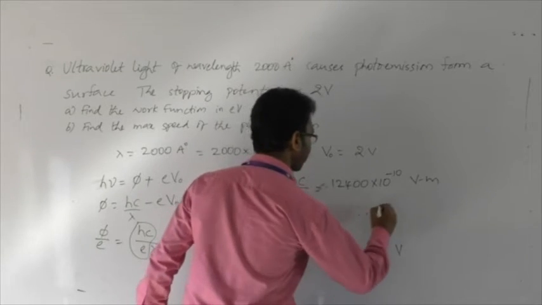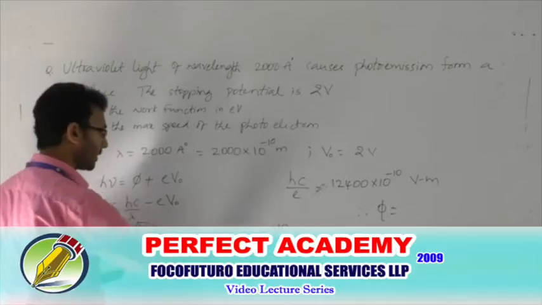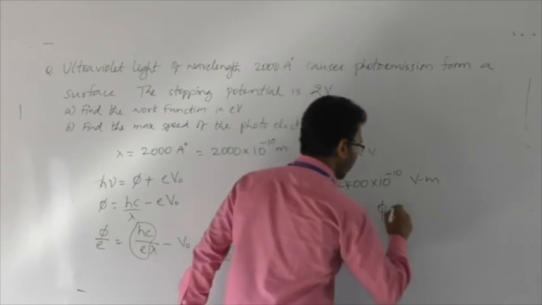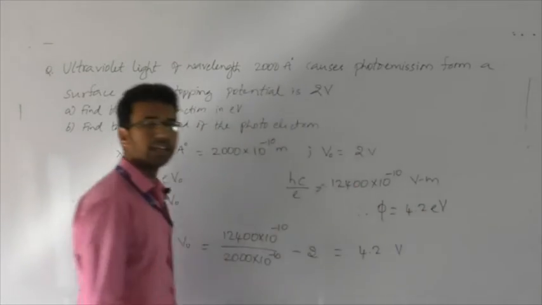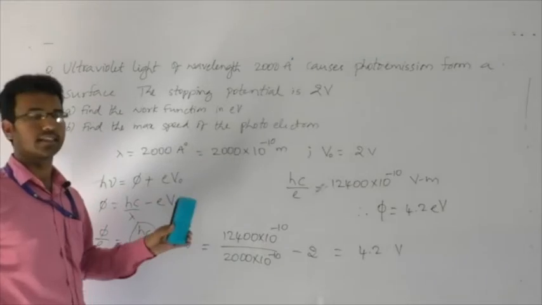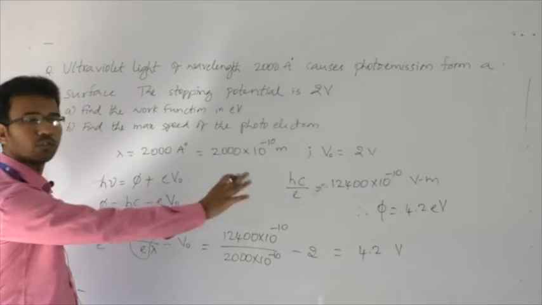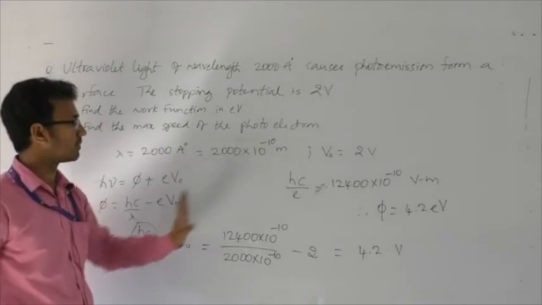Therefore, phi equals, if I take this E to the right hand side, it becomes 4.2 electron volts, because phi is the energy. We always have to remember that phi is the work function, which is energy, so its units are electron volts or joules. Therefore phi is 4.2 electron volts. So our calculations have become easy when we use the value of hc by E.